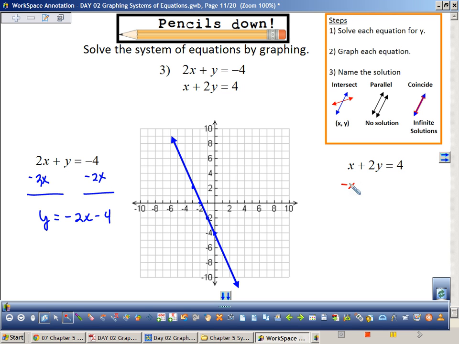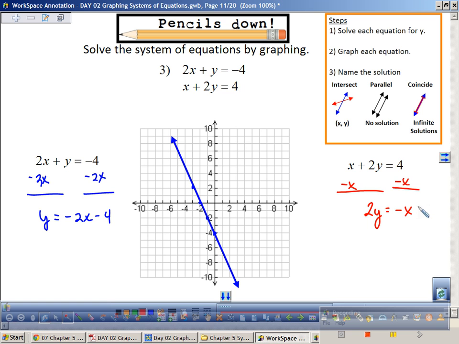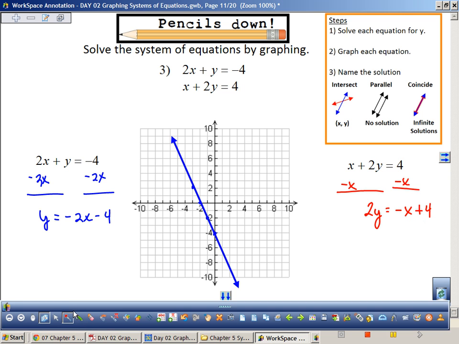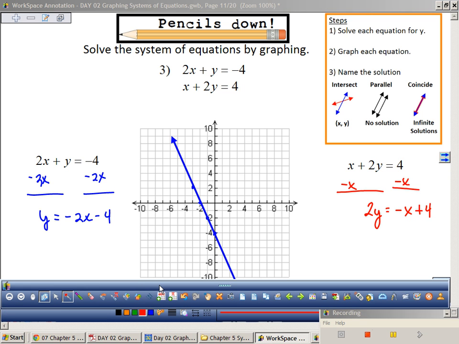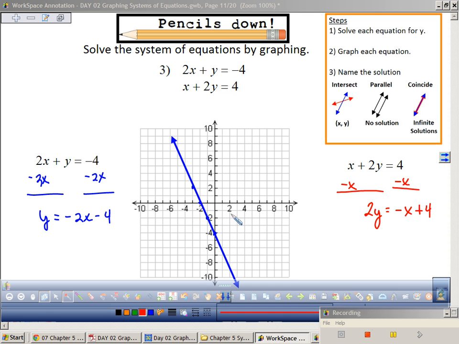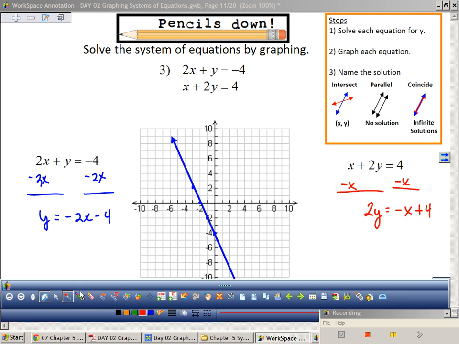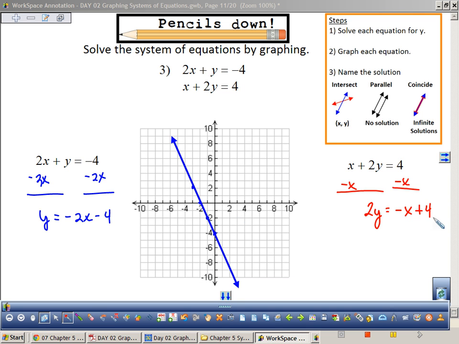On this side, if I subtract x from both sides, I immediately tell myself, oh, this is also a negative slope. How can we have two negative slopes and they intersect? What would be the only way that they would not intersect? They're parallel, right? Okay, so I'm going to graph this one.